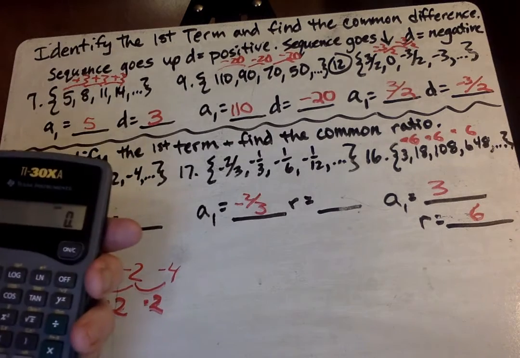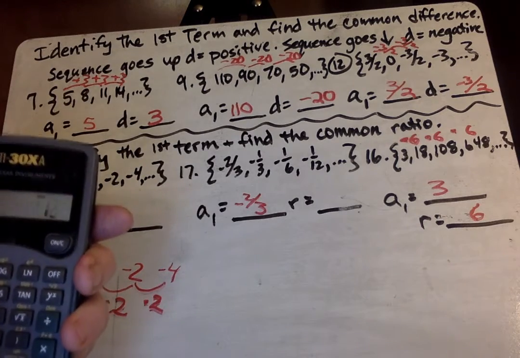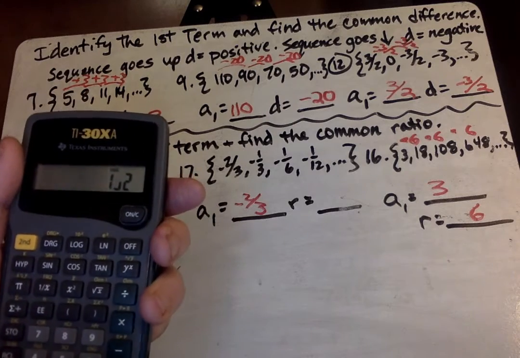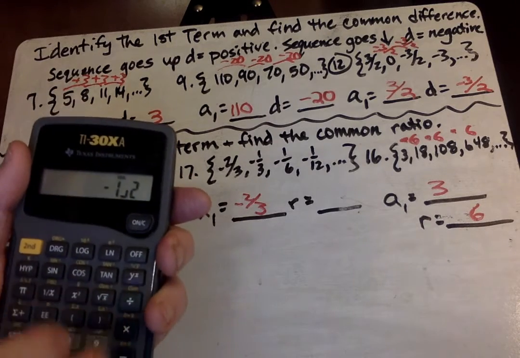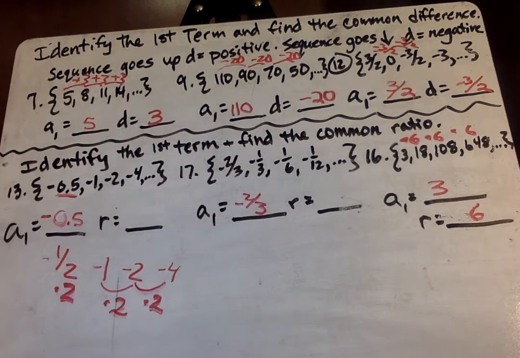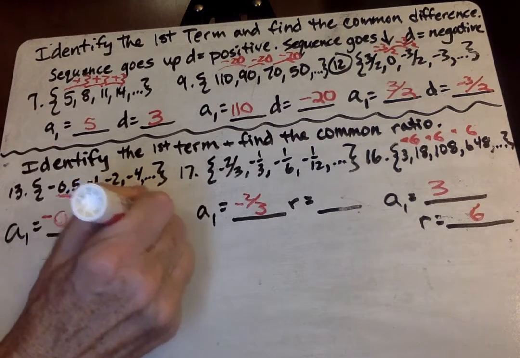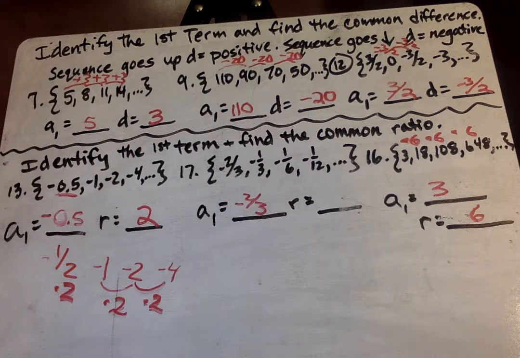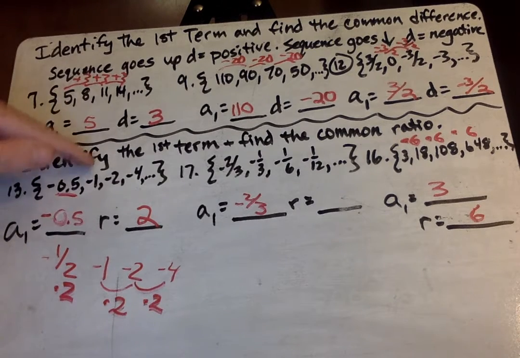And we can test it out on here. We go 1/2 negative times 2. And that gives me negative 1. So each one of these would be multiplied by 2. So your common ratio is 2. Now, even though these numbers are negative, the common ratio is not negative. We multiply by 2 on each of these terms to get the next one.